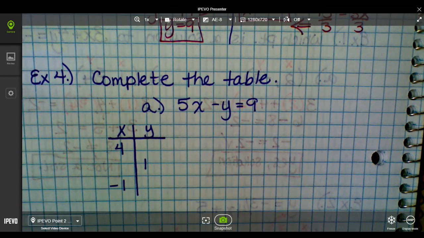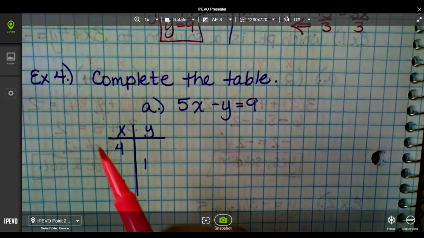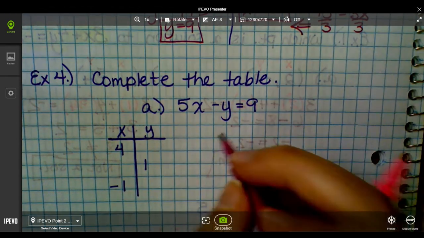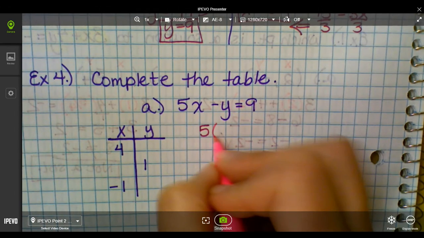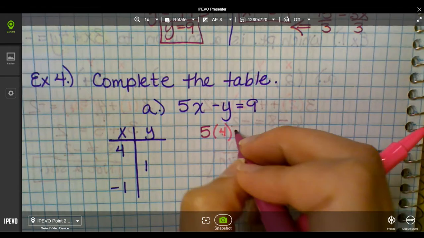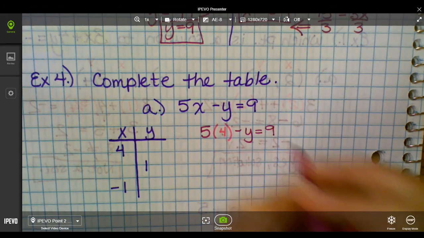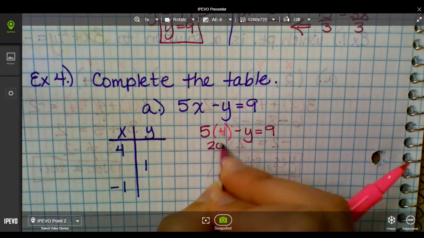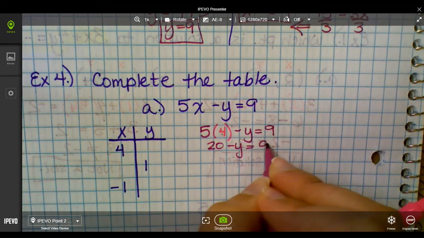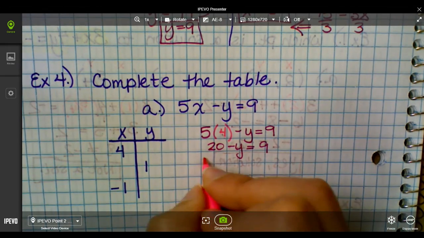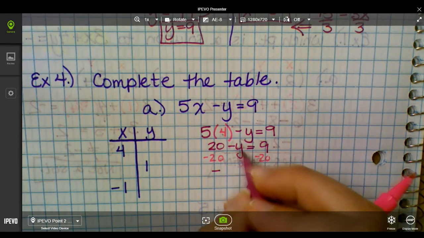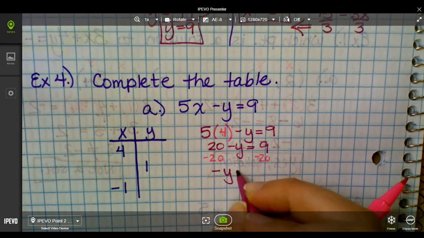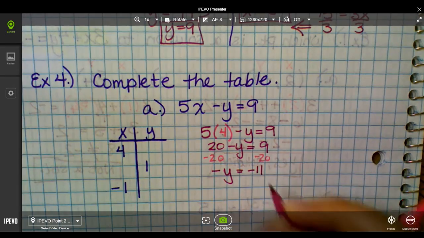So let's just start with the first one. I am given an x as a 4. That means I have to plug it in for x. So I'm going to have 5 times 4, and then minus y equals 9. So 5 times 4 is 20, minus y equals 9. Subtract the 20, and I have negative y, never forget that negative thing in there, equals negative 11.